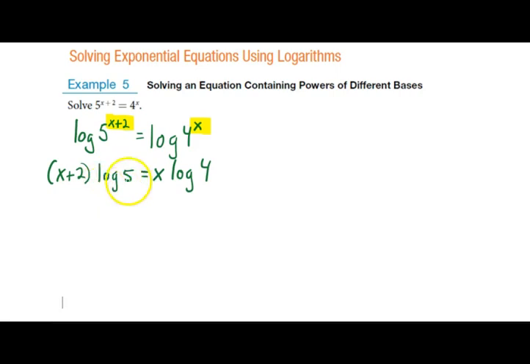Okay, so log 5 is actually 0.69897 and it continues. So I'm going to just use about 4 decimals there, and I'm going to say it is 0.6989. And log 4 is 0.6020.